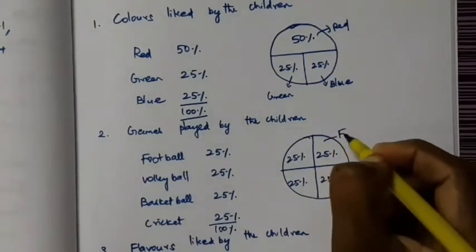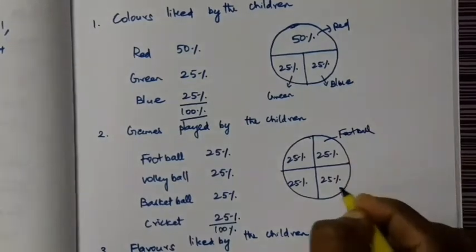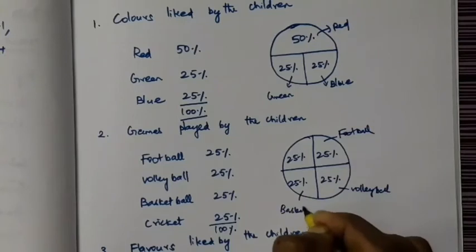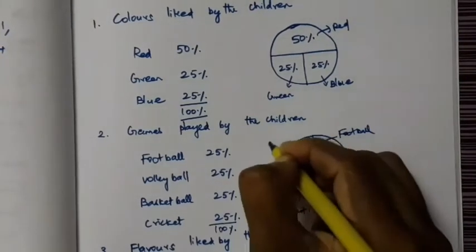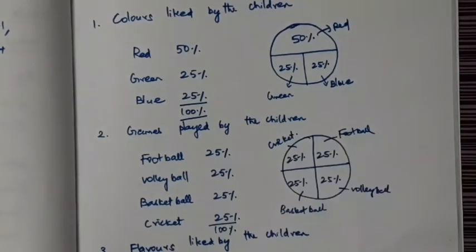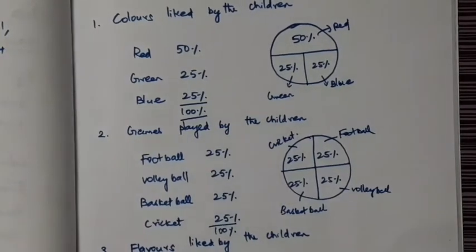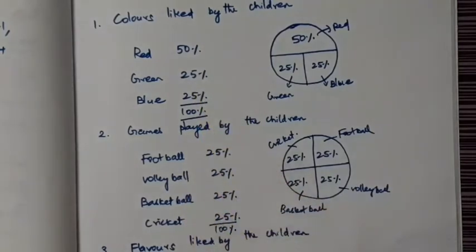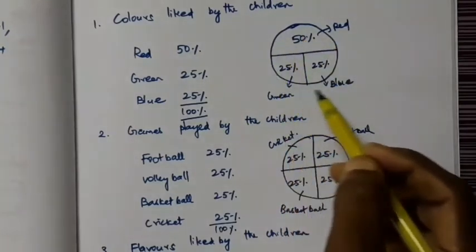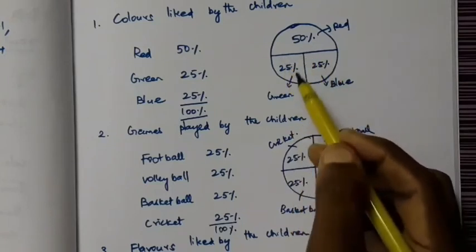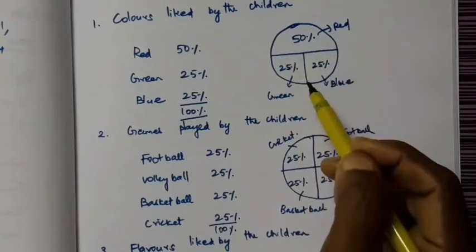So this is football, this is volleyball, this is basketball, and this is cricket. Okay, this is how we have to represent the data in a pie chart. See, from these two examples, the percentages are simple, so you can directly draw a circle and split. Because it is 50, you can say out of this total 100, 50 is half of that. And from 50, 25 is half of that. So it is easy to split like this.